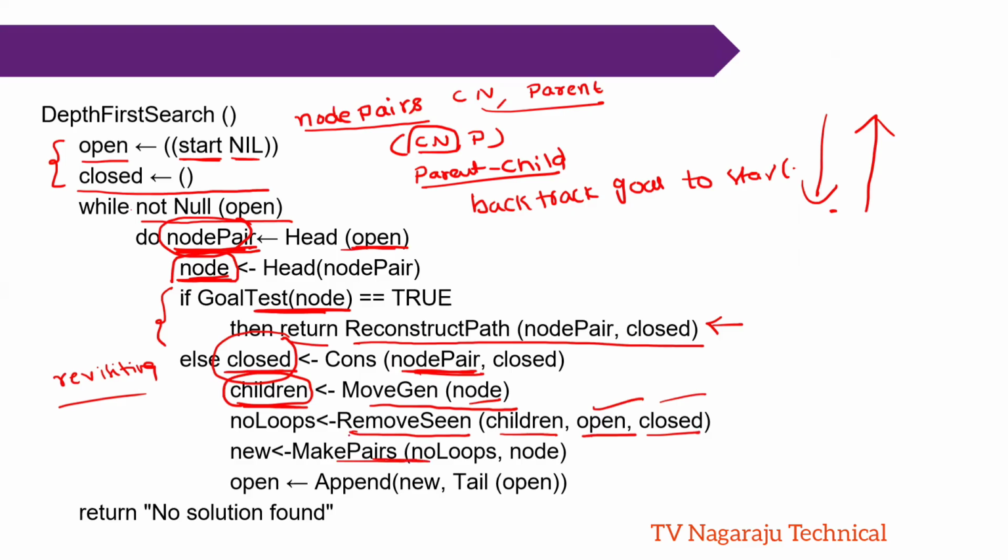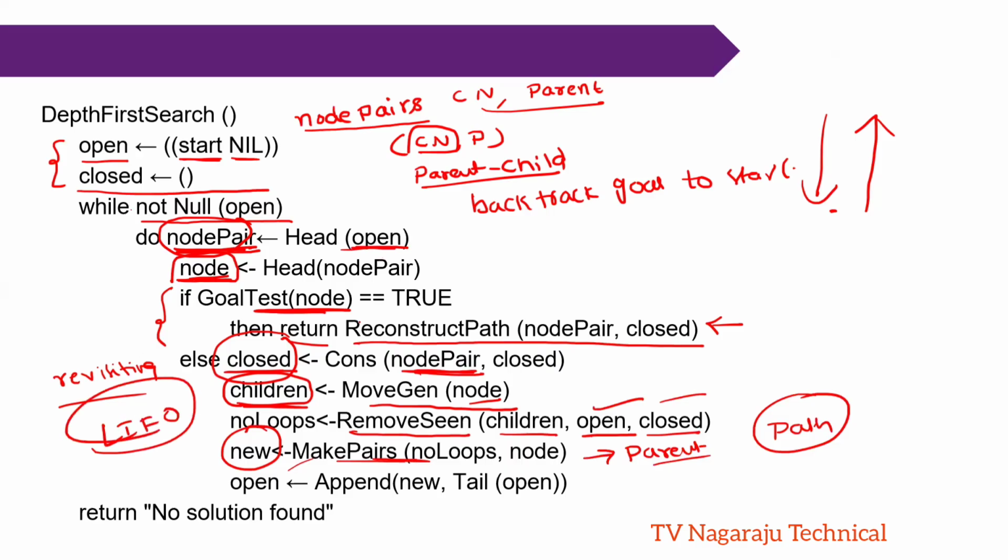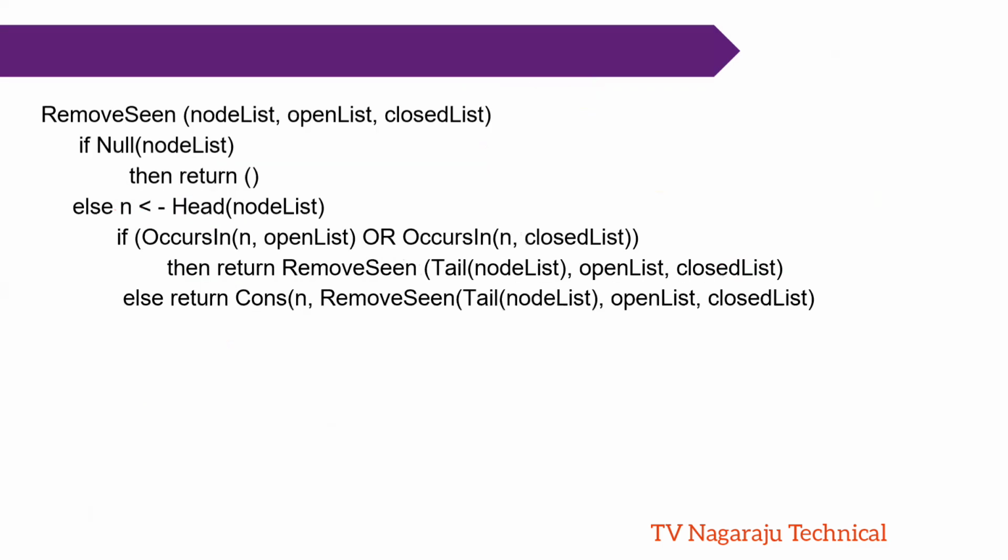Okay. After removing, what does this mean? Attaching parent information means whatever unvisited node is attached with its parent. Why? For the path only. To get the path, each unvisited node is attached with a pair. Finally, that particular node is added according to LIFO, that is according to the stack property. The same process is repeated. Suppose the open is empty and the goal is not found, we return that the solution is not found.